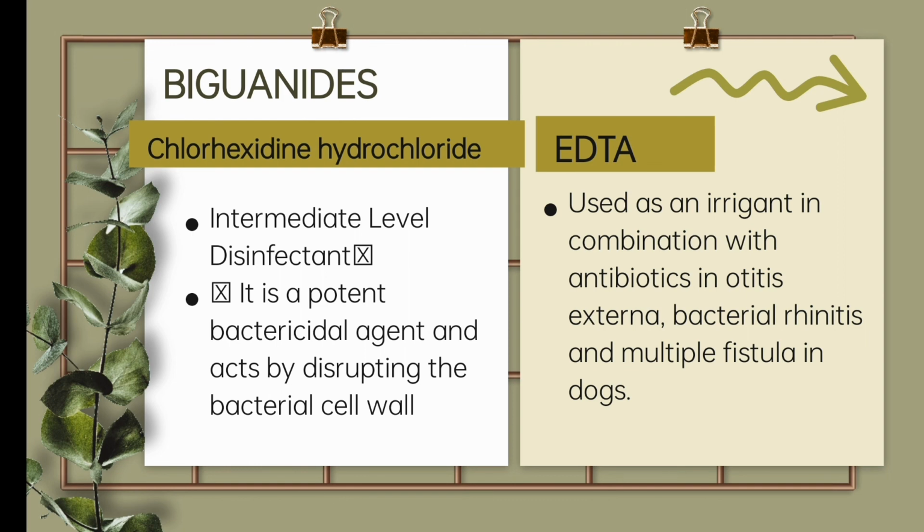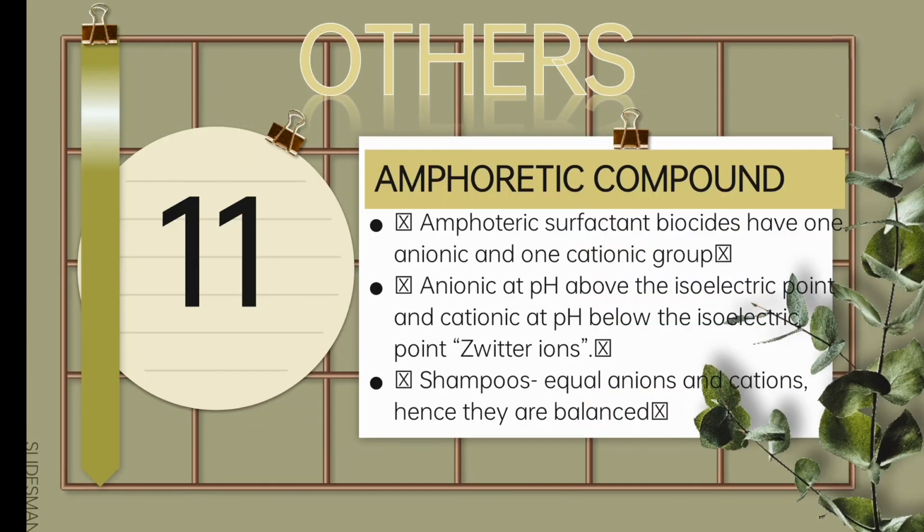Chlorhexidine hydrochloride is an intermediate-level disinfectant and a potent bactericidal agent, and acts by disrupting the bacterial cell wall. EDTA is used as an irrigant in combination with antibiotics in otitis externa, bacterial rhinitis, and multiple fistula in dogs. Amphoteric compounds: amphoteric surfactant biocides have one anionic and one cationic group, anionic at pH above the isoelectric point and cationic at pH below the isoelectric point, or zwitterions. Shampoos have equal anions and cations, hence they are balanced.